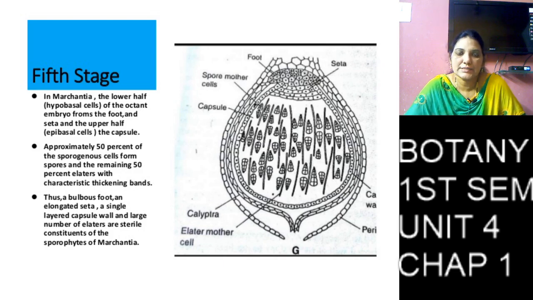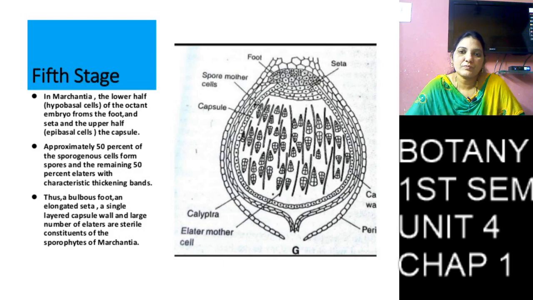The capsule is a round structure, and it has two types of spore mother cells: sterile mother cells and fertile mother cells. The sterile mother cells are converted into elaters. The elaters have spiral thickenings.